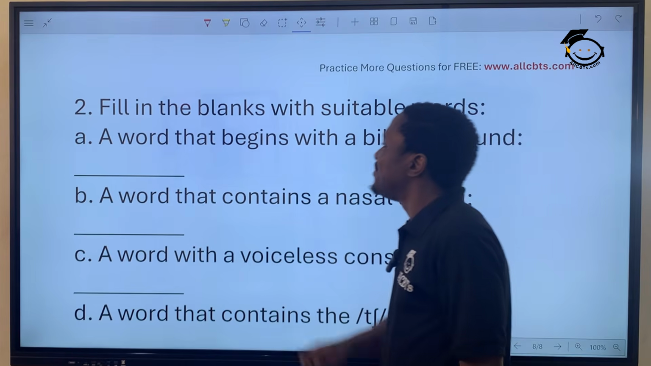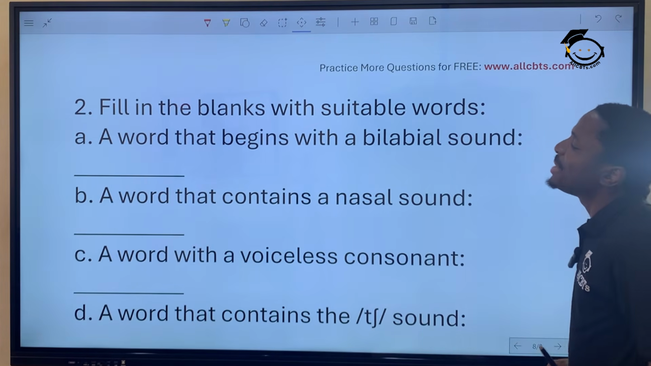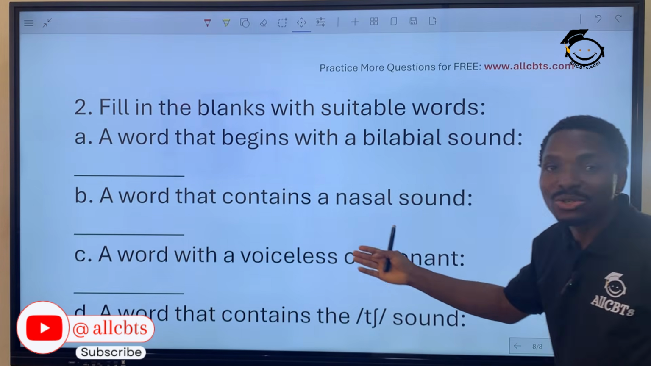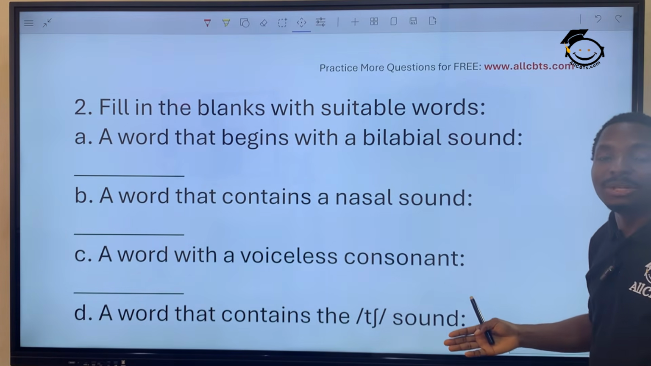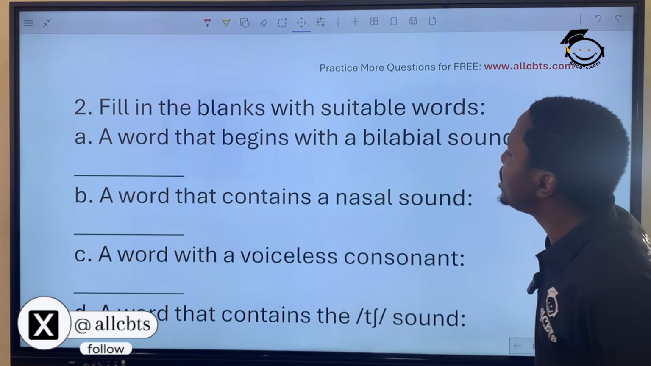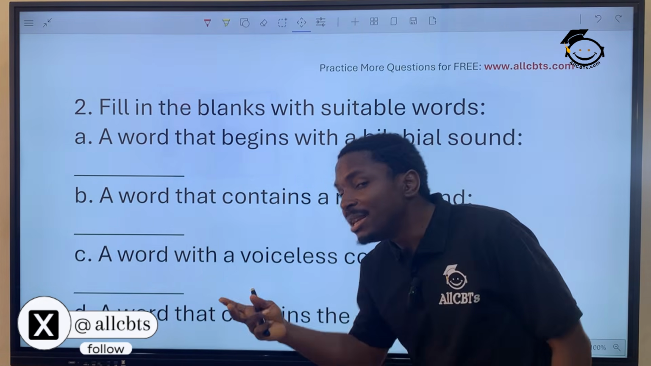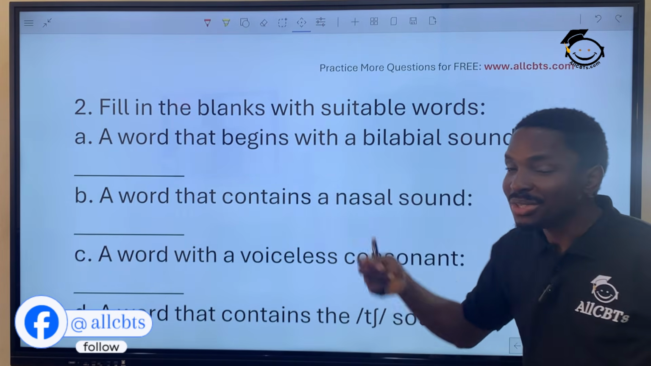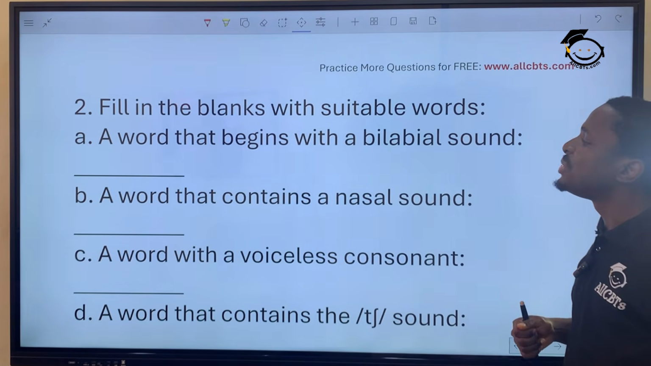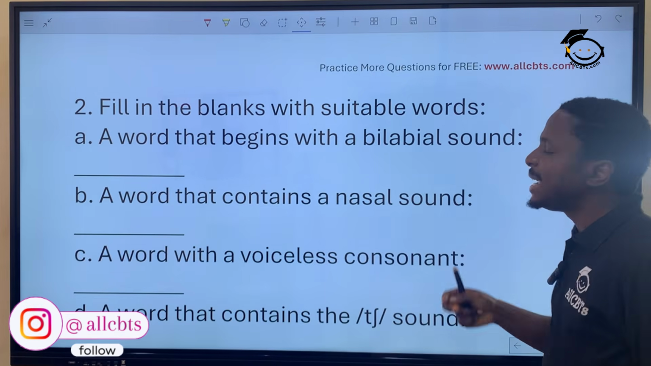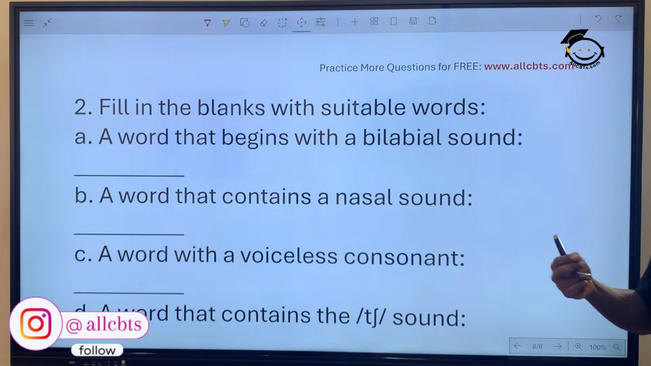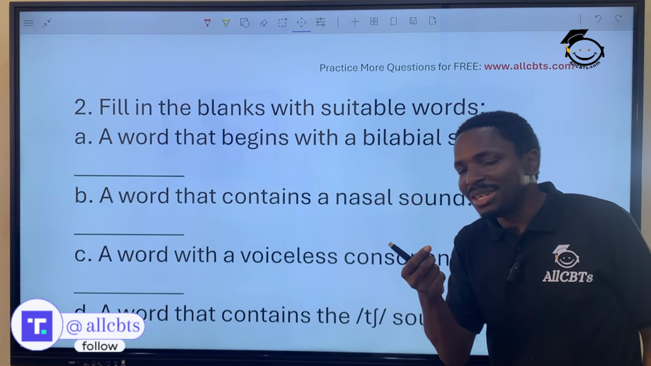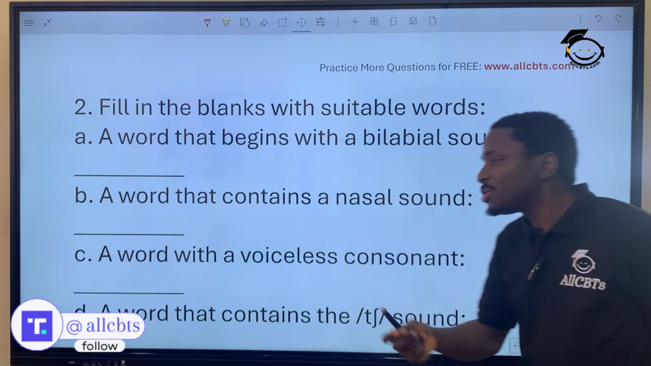All right. So a word that begins with a bilabial sound is what? I told you this could come out in your examination objective. A word that begins with a bilabial. What is bilabial again? I have defined it. Bi. So what's labial then? Join it together. Then a word that contains a nasal sound. A word where you use your nose. Your nose is involved in pronouncing such words.